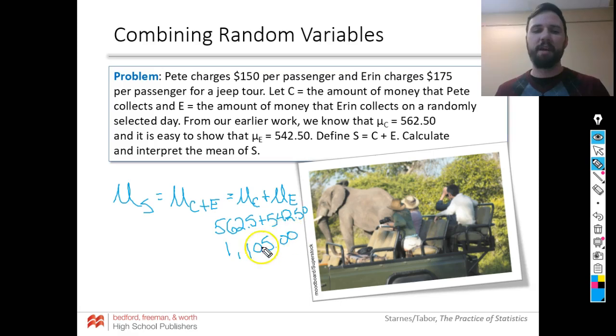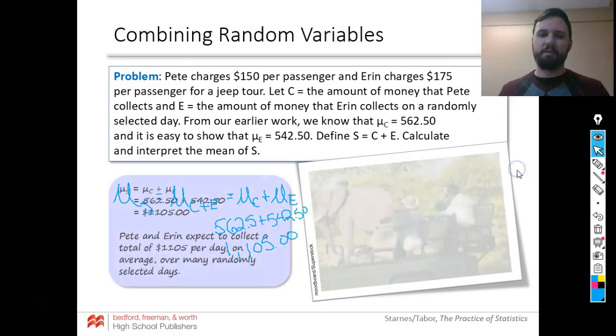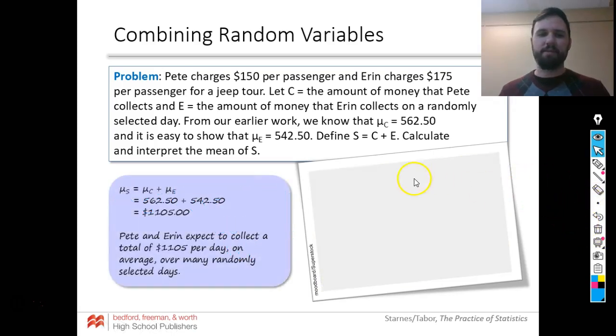And I got $1,105 is their average amount made. Let's see if they agree. They did. We did it, guys. So we just add up the two means. Now, interpret. Pete and Erin expect to collect a total of $1,105 per day on an average day over many randomly selected days. Remember the law of large numbers. There has to be a lot combined. There's sampling variability. You can't just say, every time it's going to be about $1,105. No, over time, if we take a random day, it'll average $1,105.